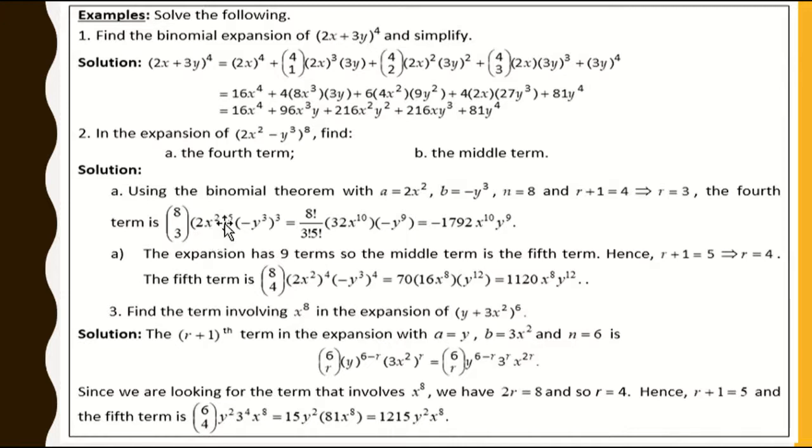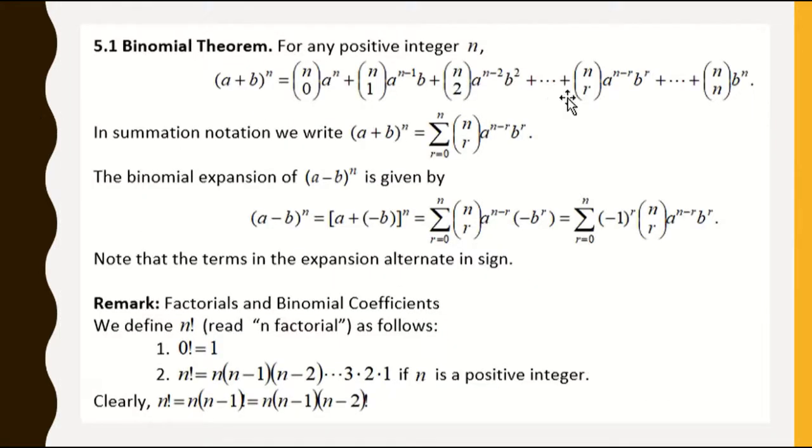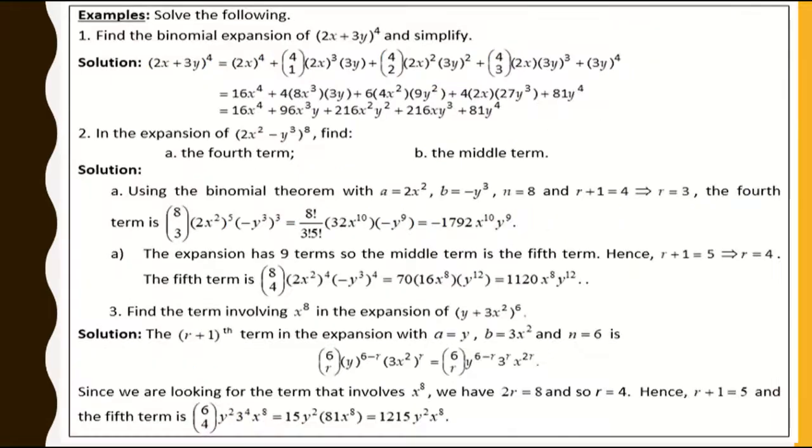To the power of 5. Then we have negative y cubed to the power of 3. To the power of 3, and this is the third term. The fourth term is b cubed. So this is it, negative y cubed to the power of 3.